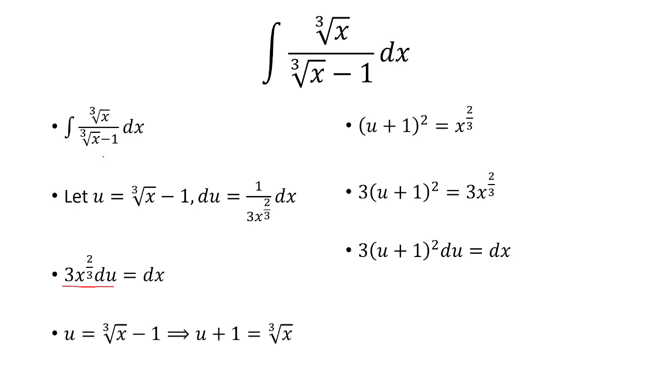So we know the denominator, we know dx. Now we need to figure out what cube root of x is. Well, cube root of x actually we have over here. U plus 1 is equal to cube root of x. So now let's put it all together.